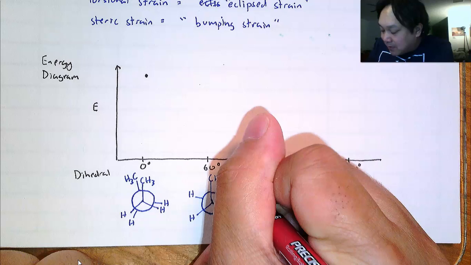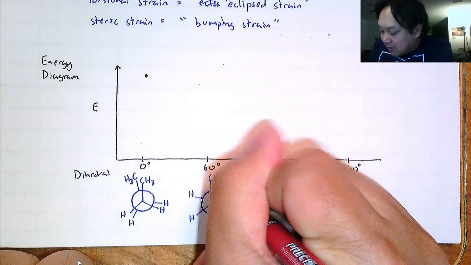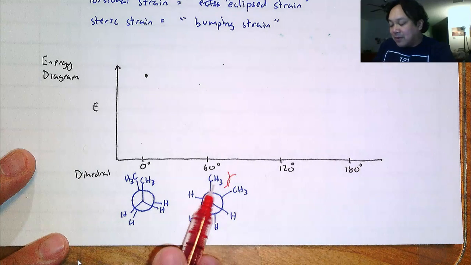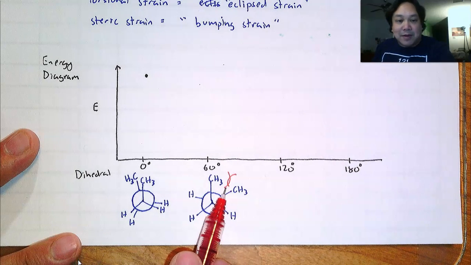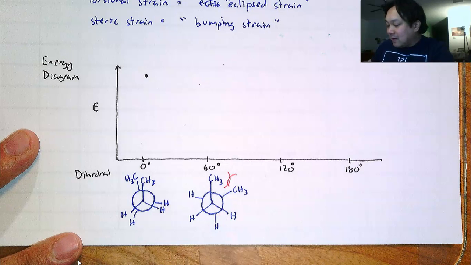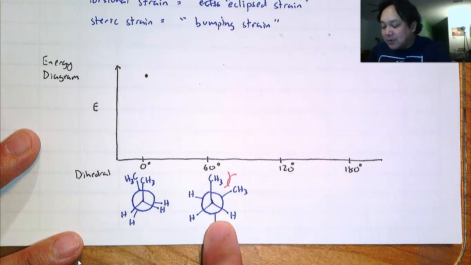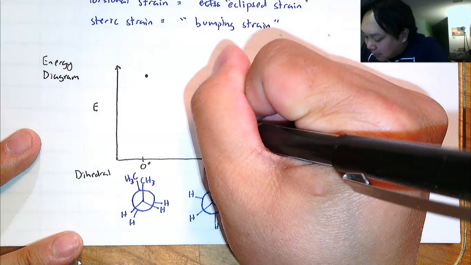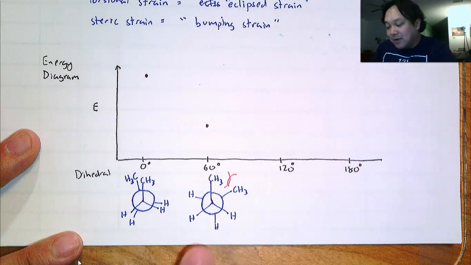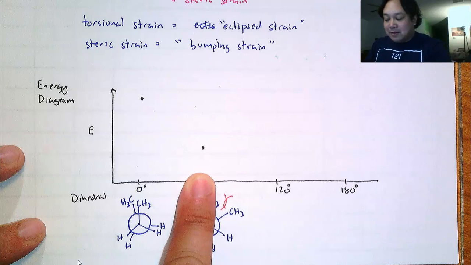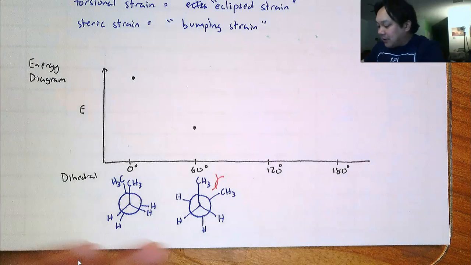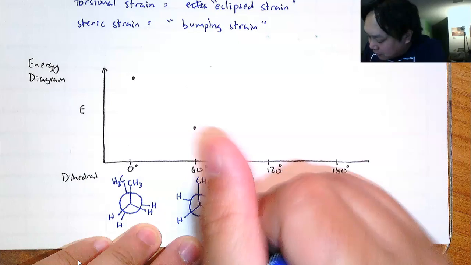A lot of times when they want to show bumping strain, people do this. Like literally the spheres that are carved out by these two methyl groups are bumping into each other. They're trying to occupy the same space. Remember, the staggered is always more stable than the eclipsed. So I'm going to put the dot lower. Not so low, because I want to reserve the lowest spot for our staggered anti. I'll put a little note here. This is the gauche.